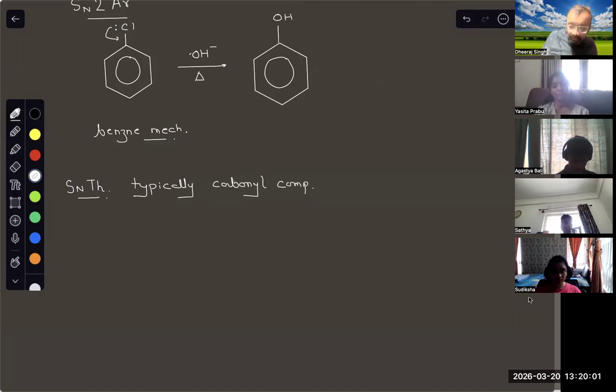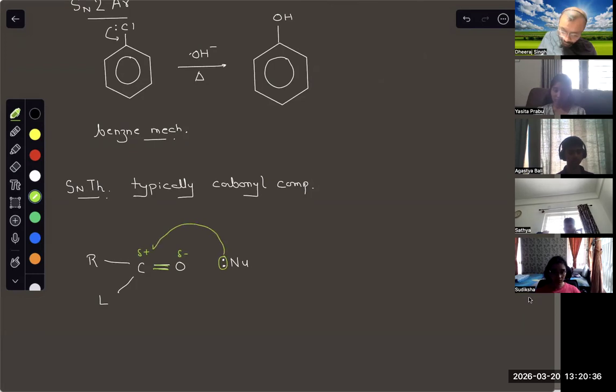What is a carbonyl compound? C double bond O. Let us say this is the thing, L is a leaving group. This is a carbonyl compound, and this is the nucleophile. You can easily guess where the nucleophile will attack, because this oxygen is electronegative. It will pull the electron density due to the minus I effect, and that carbon will be delta plus. This is delta minus. So the nucleophile has an extra pair of electrons, and it will attack this carbon.